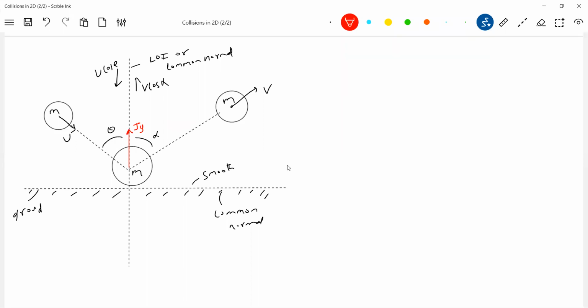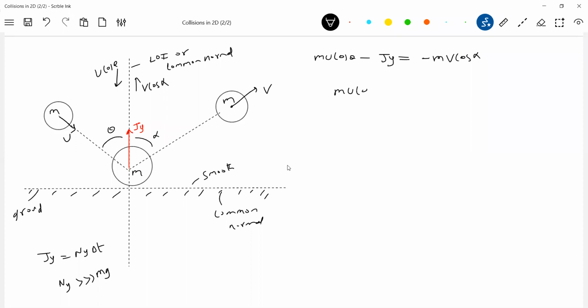Now let's write the impulse momentum equation first. Along the y-axis, mu cos theta minus JY equals minus mv cos alpha. What in fact is JY? JY is equal to N into delta t, the normal contact acting between the ball and the ground for a small duration of time. And we know that this N will be very much greater than mg. Fine. So there's one equation, you keep it. So this will be mu cos theta plus mv cos alpha equal to JY. This is the impulse by the ground.